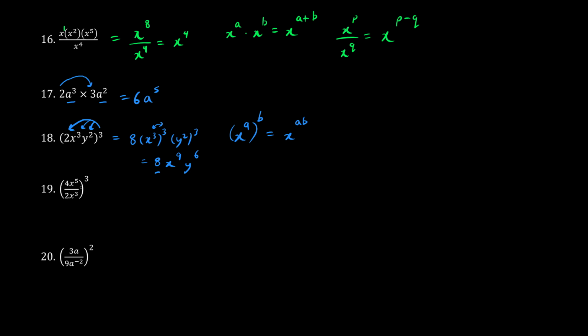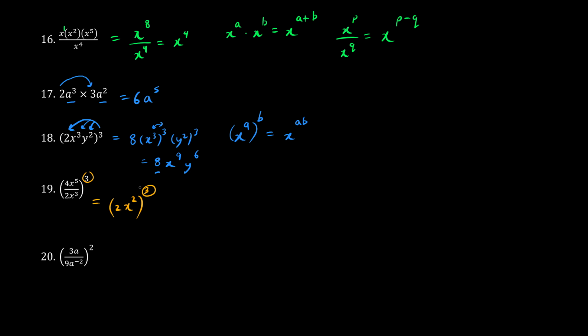Now for question 19, we have a choice how to approach this question. I recommend cleaning up the inside first. Let's clean up the brackets using BEDMAS. What's 4 divided by 2? The answer is simply 2. And this whole thing is being raised to the cubed, the 3 here. What's x to the 5 divided by x cubed? 5 minus 3 is 2, so we have x squared.